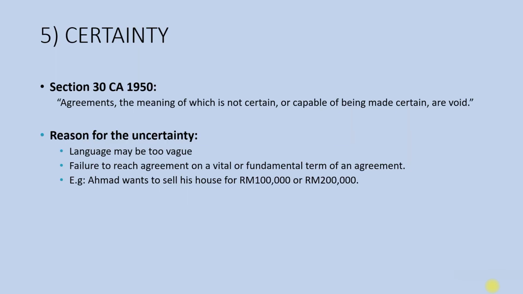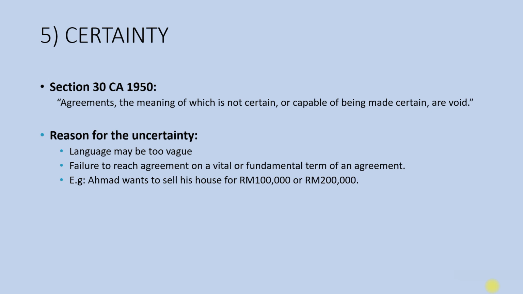Okay, the fifth element of a valid contract is certainty. It's provided under section 30, which says that agreements, the meaning of which is not certain or capable of being made certain, are void. So very clear. The reasons for uncertainty: for example, the language may be too vague, or failure to reach agreement on a vital or fundamental term of the agreement.